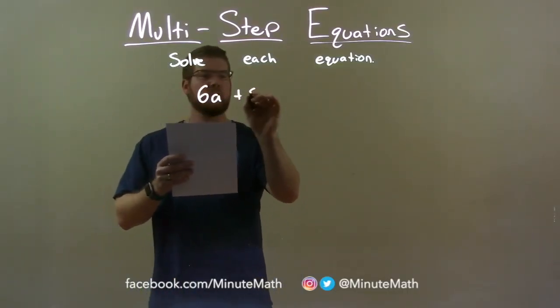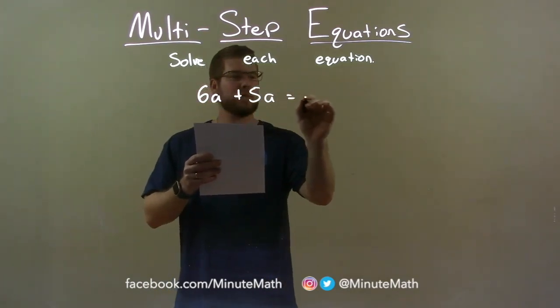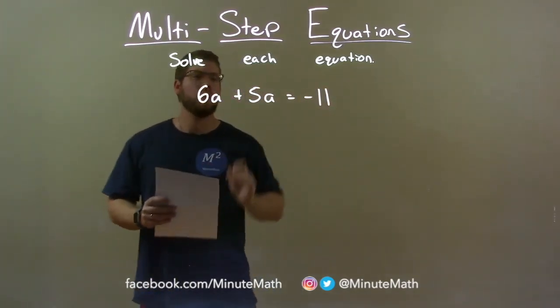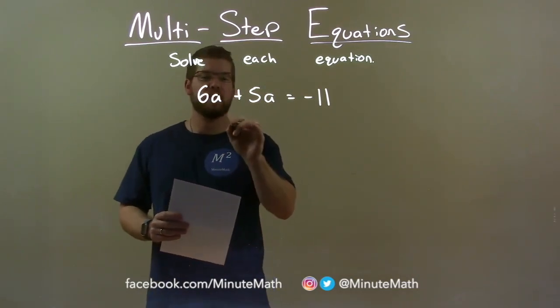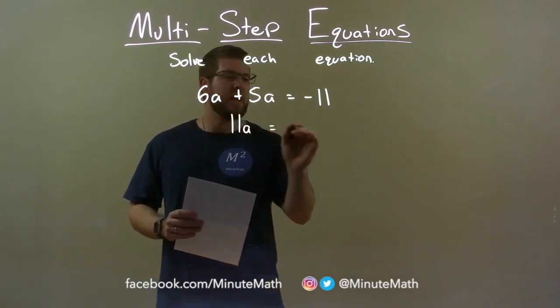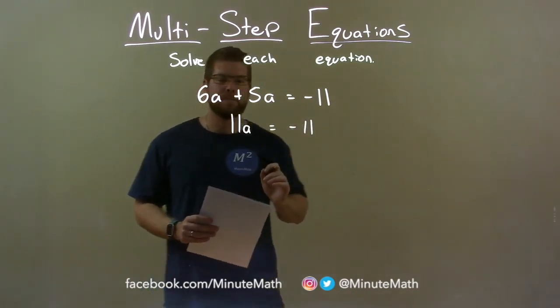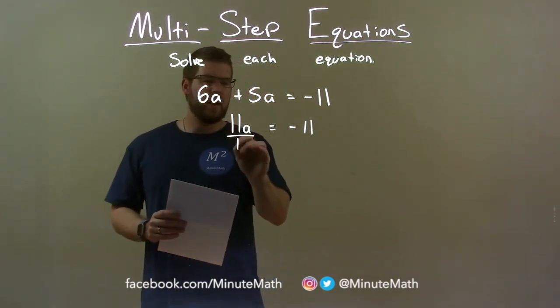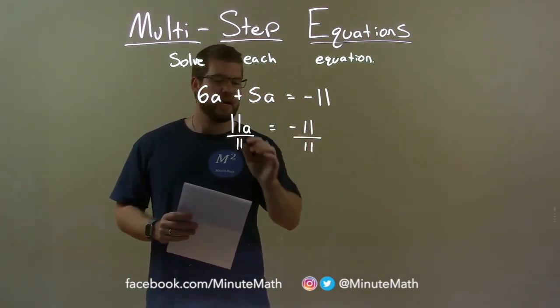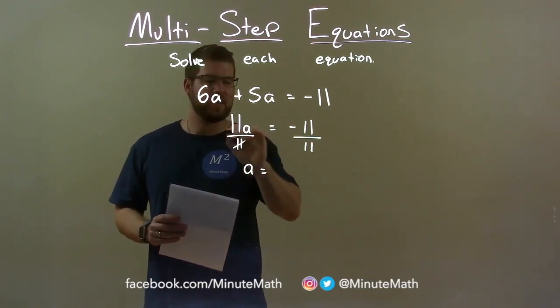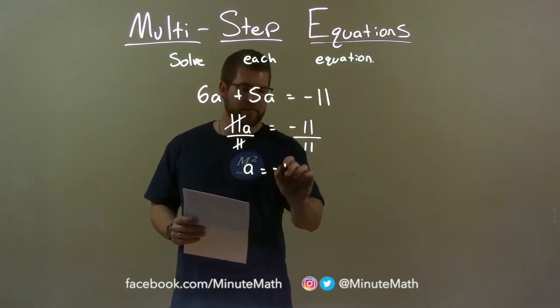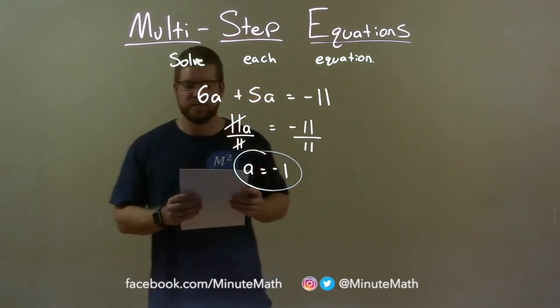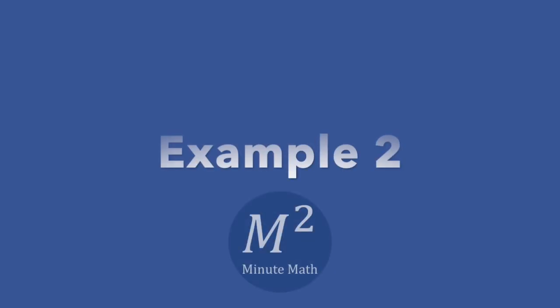6a plus 5a equals negative 11. First thing I want to do is combine my like terms. 6a and 5a come together to be 11a, and that equals the negative 11 on the right. Now I divide both sides by 11, giving me a by itself, right? The 11's cancel. And negative 11 divided by 11 is a negative 1. And so our final answer here is just a equals a negative 1.